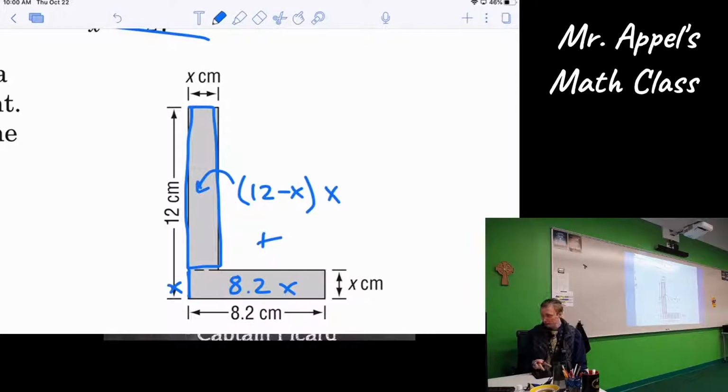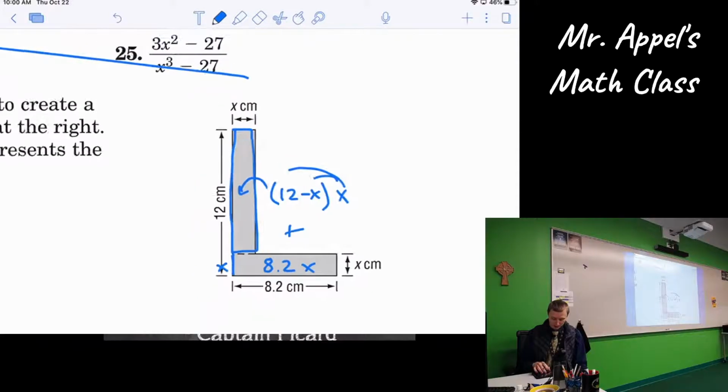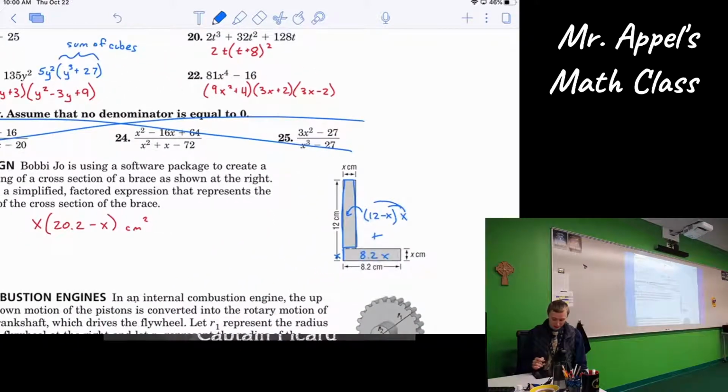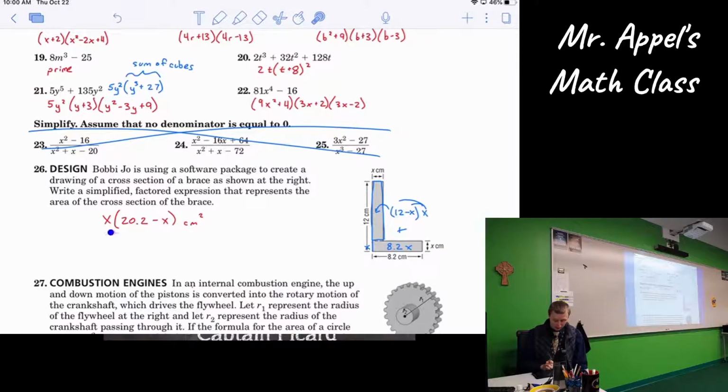So add those together. Go ahead and distribute that, add them up, combine like terms, then refactor it back out, and you will be left with x times 20.2 minus x. And yes, it is very likely you'll end up with a word problem or two on our next test.